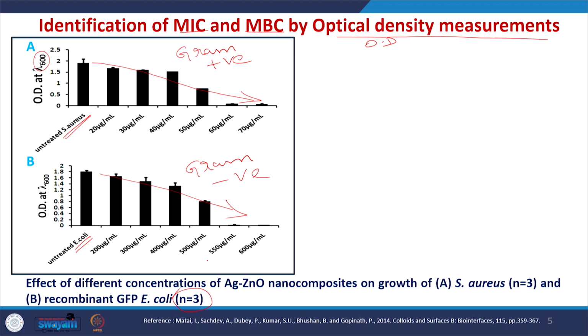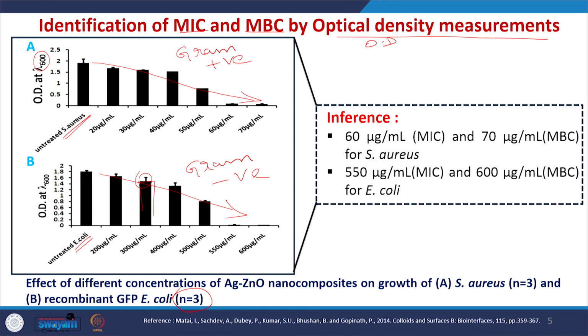And here you can see N equal to 3, that means this experiment was done 3 times, and the data represented here are the average of that, or it can be triplicate samples, and this error bar represents the standard deviation of the data. So, you can observe here for S. aureus the same nanocomposite is giving 60 microgram as MIC, for E. coli it is giving 550. So, depending on the nanomaterial and depending on the bacteria, this MIC and MBC will vary.